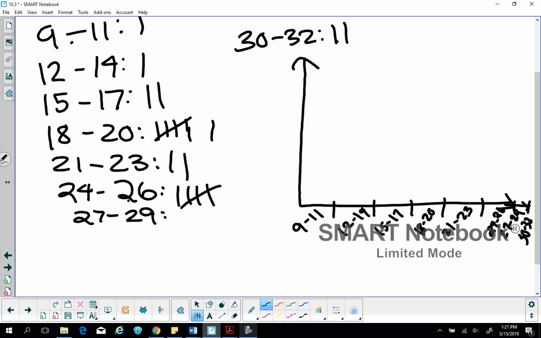Okay, how many people had 9 to 11? One, right? So I'm going to go like this and go to 1, and it's going to look like that. One person. Here's Daniel. How many people had 12 to 14? One. Here's Pablo. How many people had 15 to 17? 2.